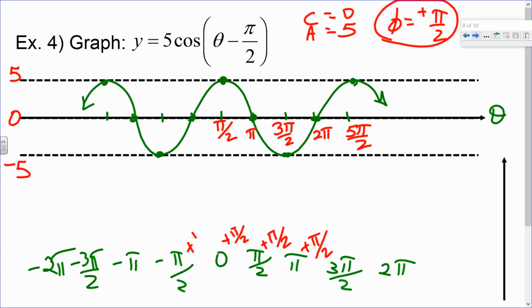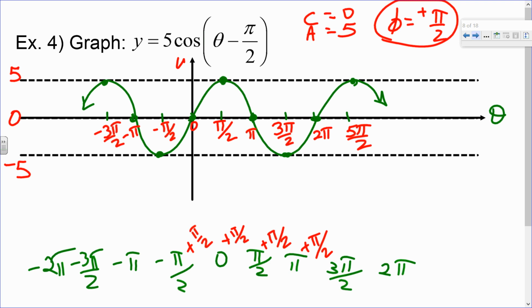If I take minus pi over 2 plus pi over 2, what do I get? And then minus pi over 2, minus pi, minus 3 pi over 2. So this one's going to be easy to add the vertical axis, because I know exactly where 0 is. It's right through that point, and label it y. Now take a look at that graph. That is 5 cosine theta minus pi over 2.